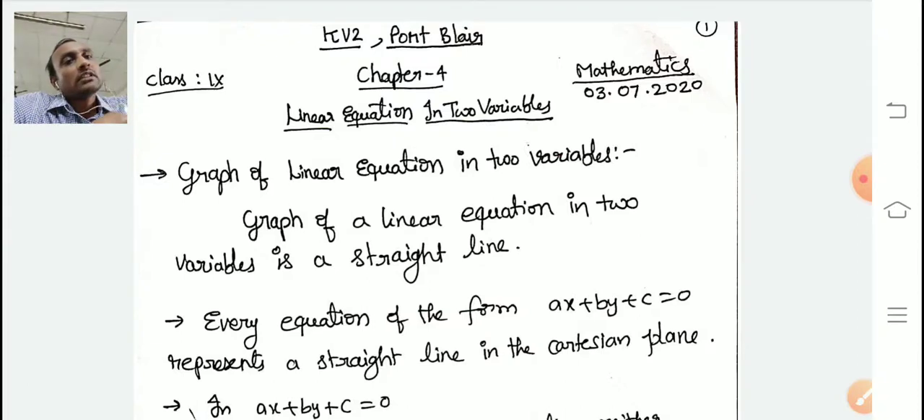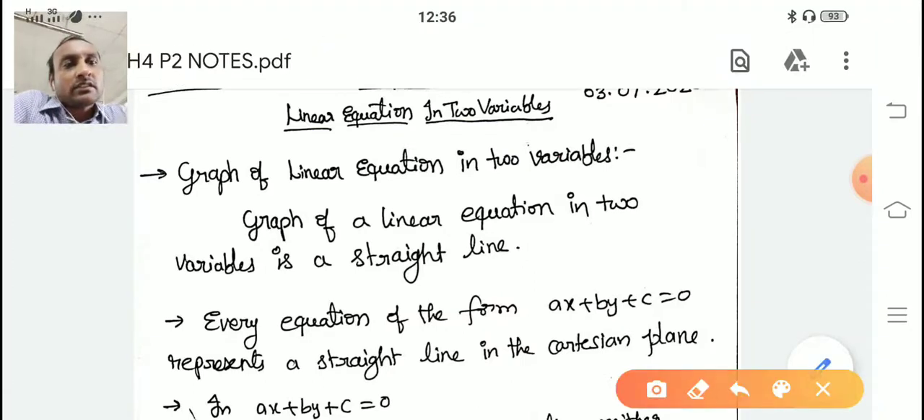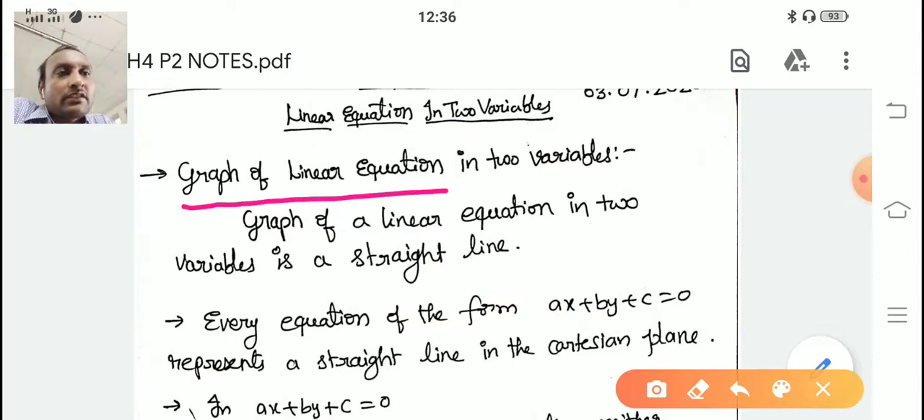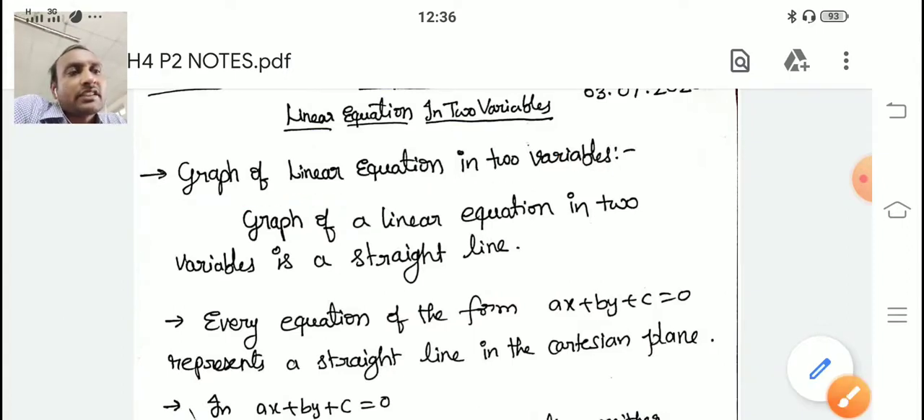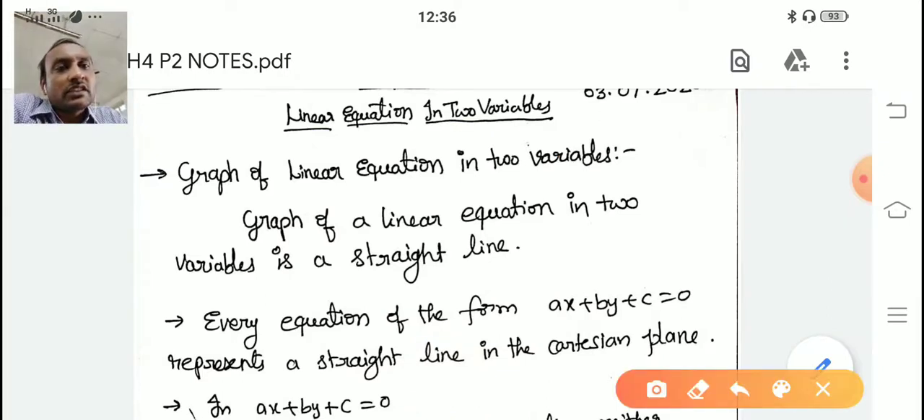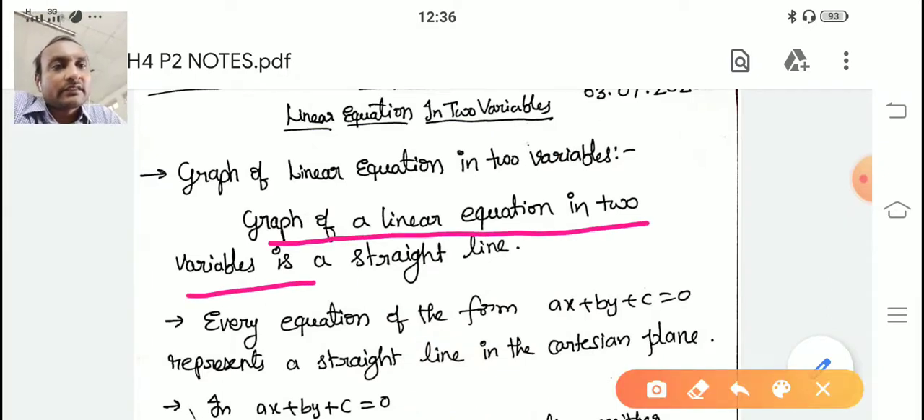Now, this is the second part of linear equations in two variables. The first part is already done. In the second part, the very first topic is the graph of a linear equation in two variables. What is the graph of a linear equation in two variables? The graph of a linear equation in two variables is a straight line. So if you draw the graph of a linear equation in two variables, it represents a straight line.